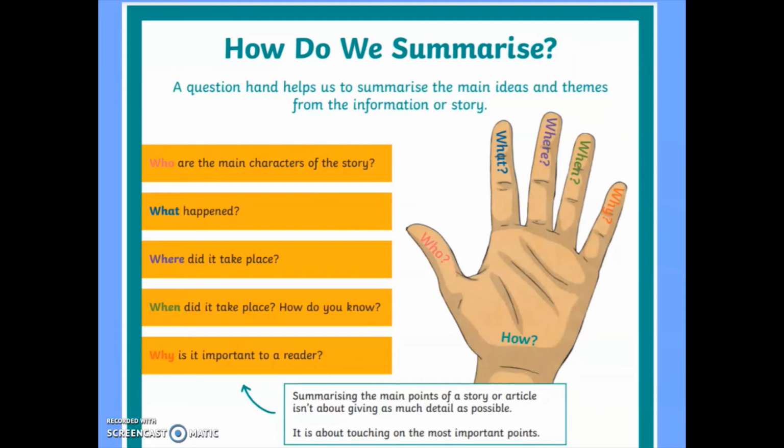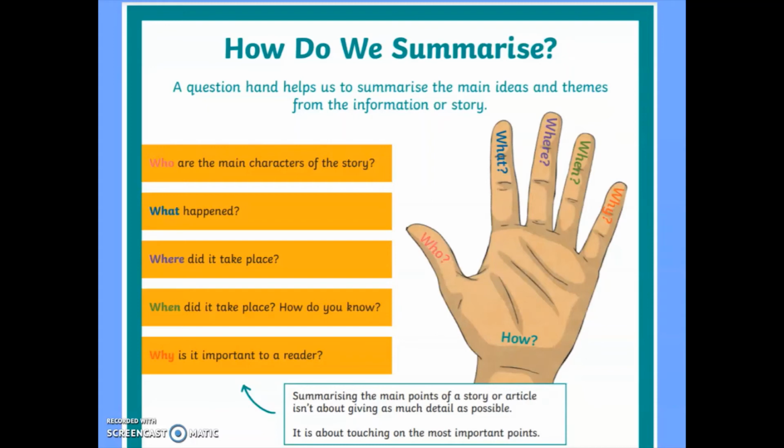So you need to think about who, what, where, when, why. Who are the main characters of the story? We're not looking at a story, but we know that our information text is telling us that all people need to be healthy, children and adults. What happens? What is it telling us? The information text is telling us different things we can do to be healthy and happy.